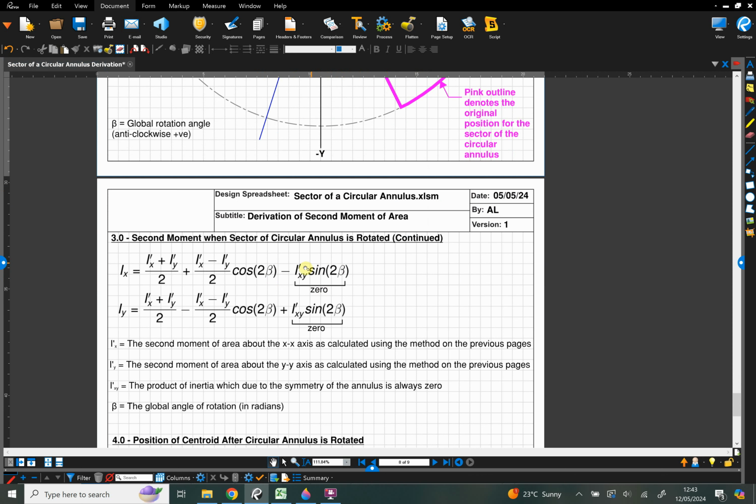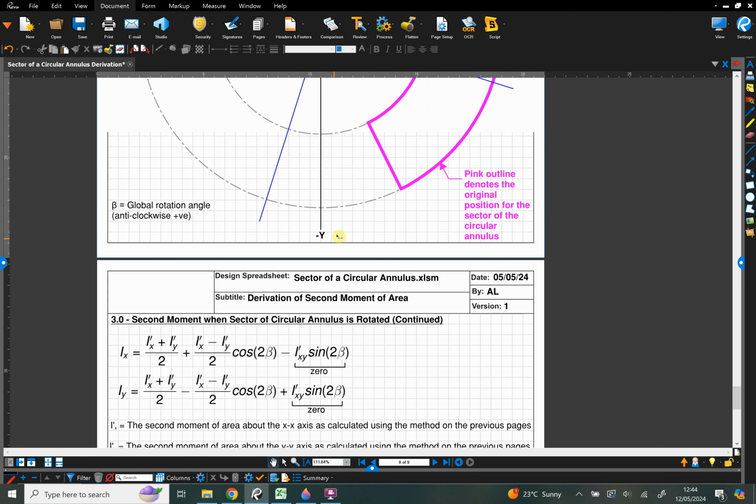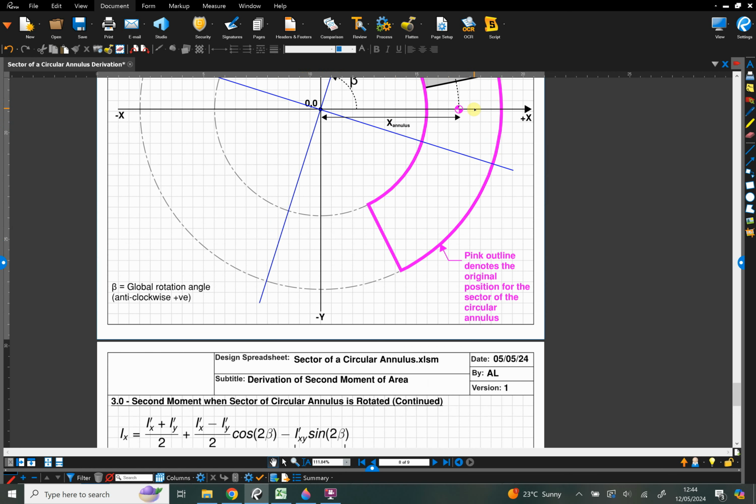And then this bit at the end of the formula, this product of inertia, this I dash xy, this product of inertia is always going to be 0 because of the symmetry of the system that we set up by positioning this on the x-axis in the way that we did.